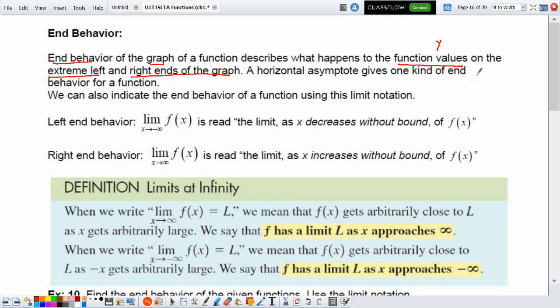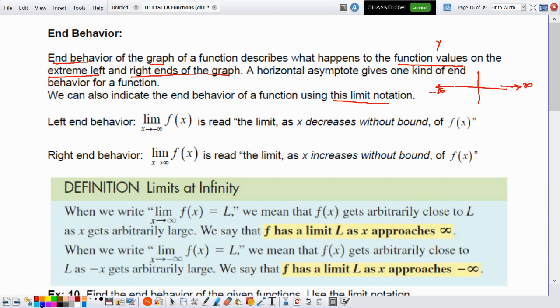Okay, so this is the xy coordinate. X goes to infinity. What's happening to my y value? X goes to negative infinity. What's happening to the y value? Is it leveling off somewhere? Is it going to infinity? Is it going to negative infinity? So that's what we call end behavior. And we have to use the limit notation.